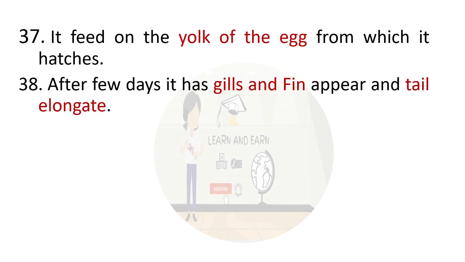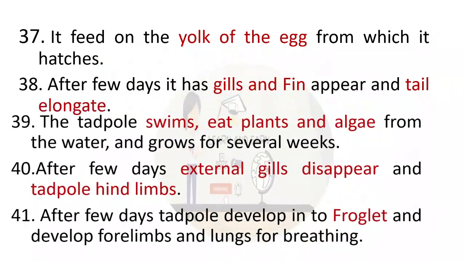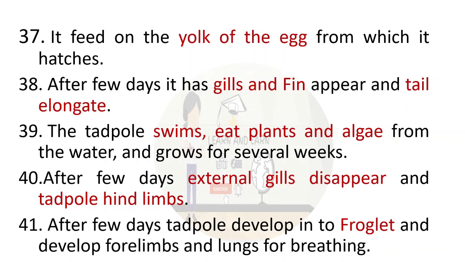Number 39, MCQ: The tadpole swims, eats plants and algae from the water and grows for several weeks. Number 40: After a few days, external gills disappear and the tadpole develops hind limbs. After a few days, the tadpole develops into a froglet and develops forelimbs and lungs for breathing.